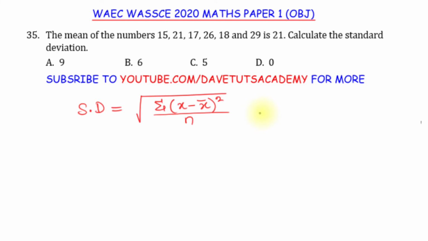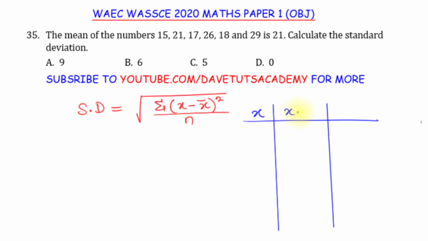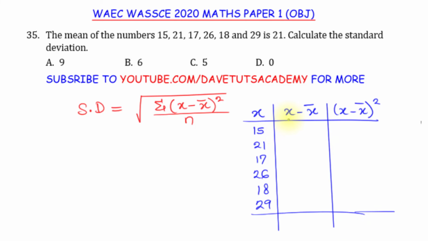And so if I'm to draw my table, I have x, I have x minus the mean, then the square of x minus the mean. And my data entries are 15, 21, 17, 26, 18, and 29. We are going to be summing whatever we get. Now, our mean was given to us as 21. That's to make our life easy. We don't need to compute that again.